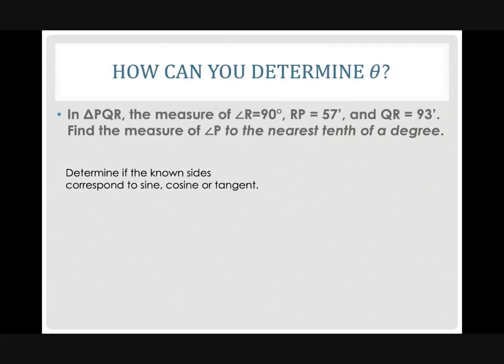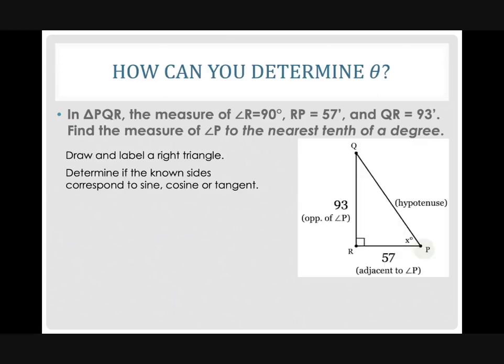So now, how can we determine theta? Here's an example. In triangle PQR, the measure of R is 90 degrees, so we have a right triangle. RP is 57 feet, and QR is 93 feet. Find the measure of angle P to the nearest tenth of a degree. So now we have to determine the known sides that correspond to sine, cosine, and tangent. So we're going to draw and label a right triangle, as would be right here.